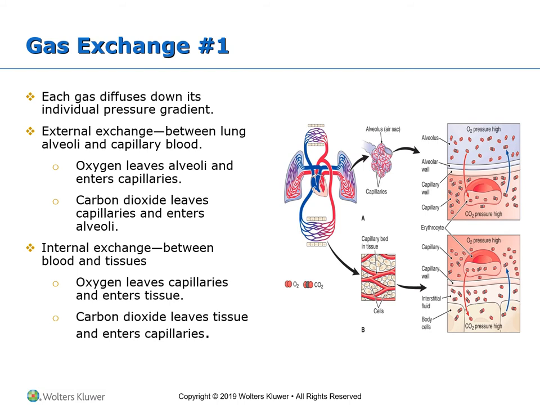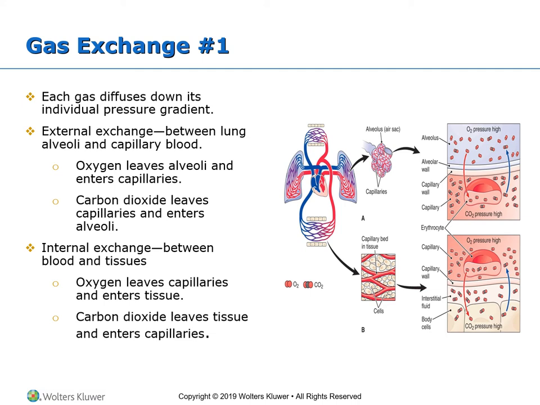We discuss now the gas exchange. We have what is called the external gas exchange, that's the movement of the gases between the alveoli and the capillary blood, the exchange of gas at the level of the lungs. You understand by now probably that the gas exchange is governed by the concept of flow, and the gases are exchanged by diffusion.